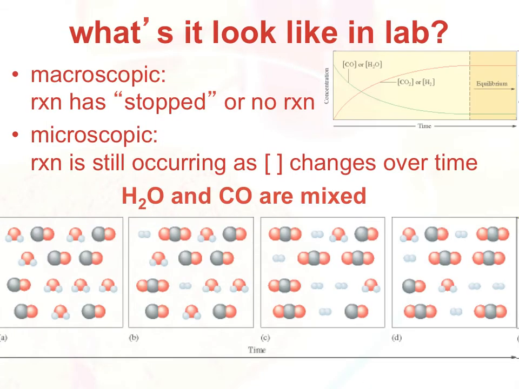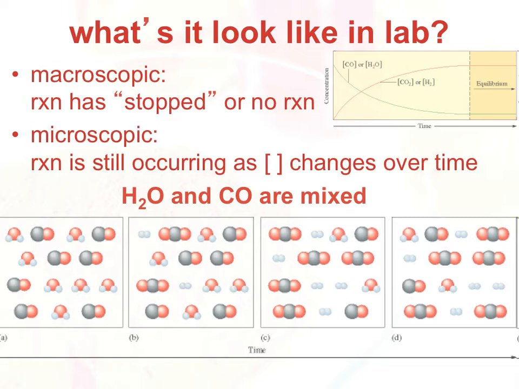So what are we going to see in a laboratory when we reach equilibrium? Basically there's two views: the macroscopic and the microscopic. The macroscopic view is what we're going to see with our naked eye. Basically, we're going to look at that reaction flask or beaker or what have you, and we're going to observe that it seems as if the reaction has stopped or no reaction is occurring. So basically, the color change that might occur will remain the same and remain constant. We won't be able to tell that anything's happening.